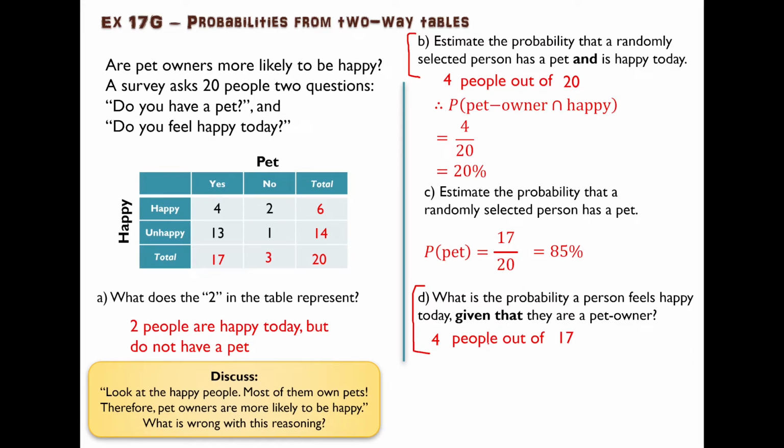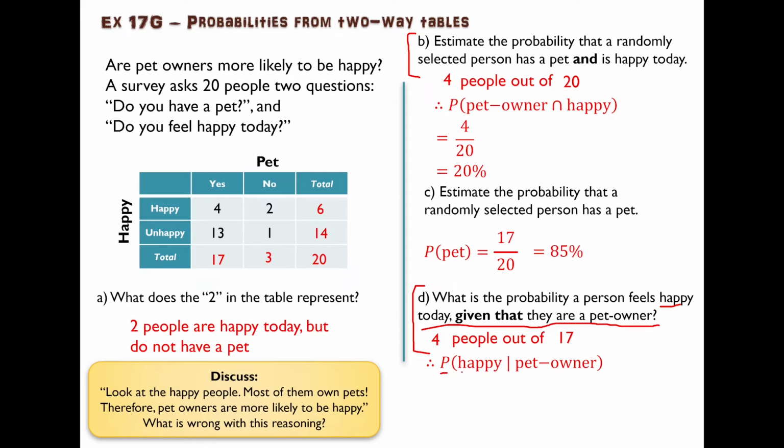We can write this as a fraction. You might be confused how to write the probability phrase in here. How do you word this? You could just do probability happy today, given that they are a pet owner. But that's a lot of writing, and mathematicians are very lazy. So we can say it like this.